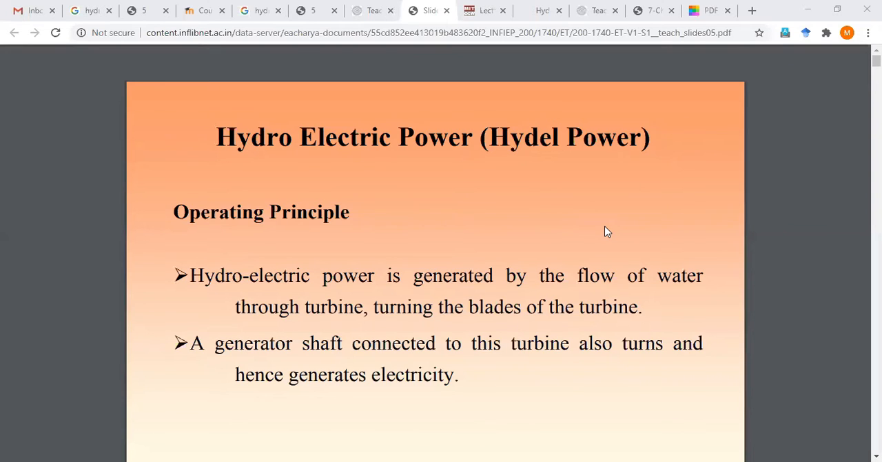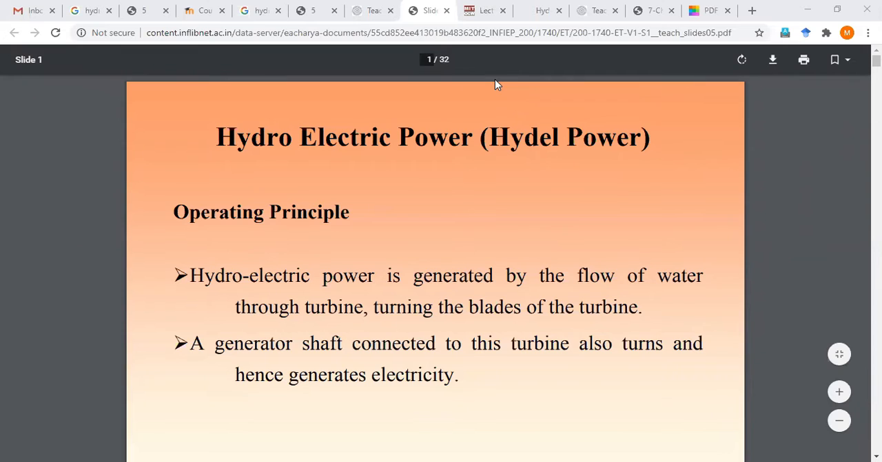Welcome to the next interactive session, that is, the online lecture on power plant engineering. Today we will discuss the hydroelectric power plant. The question I asked in the chat box before starting today's online session is what are the different types of conventional power plants that exist. So different types of conventional plants exist.